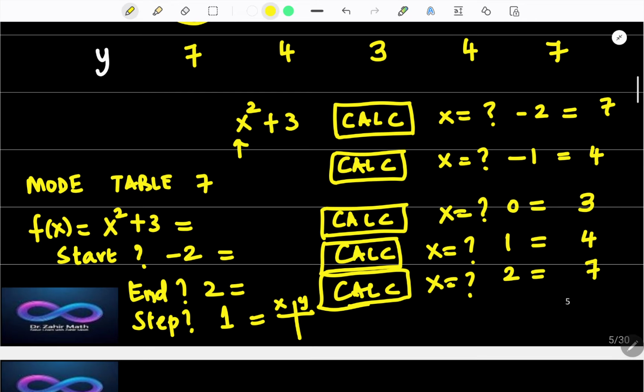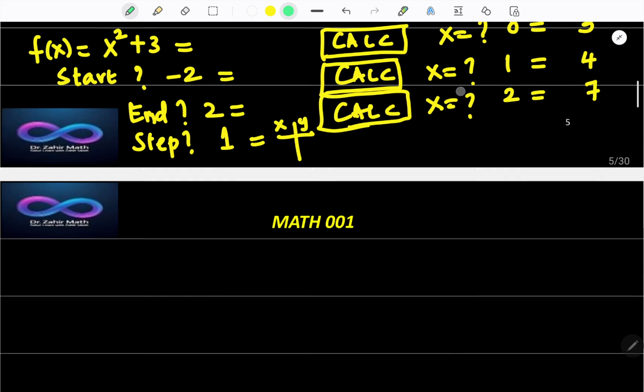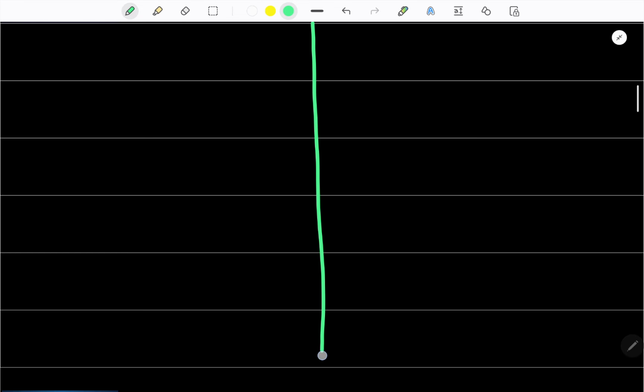In this way also you can do. There are 2 methods, and whichever method is comfortable for you, you can use it. But the main idea is you have to get these x values and y values. Okay, all of you, this is the x value and this is the y value. Now we are going to do what? Sketch. So let us draw the sketch.